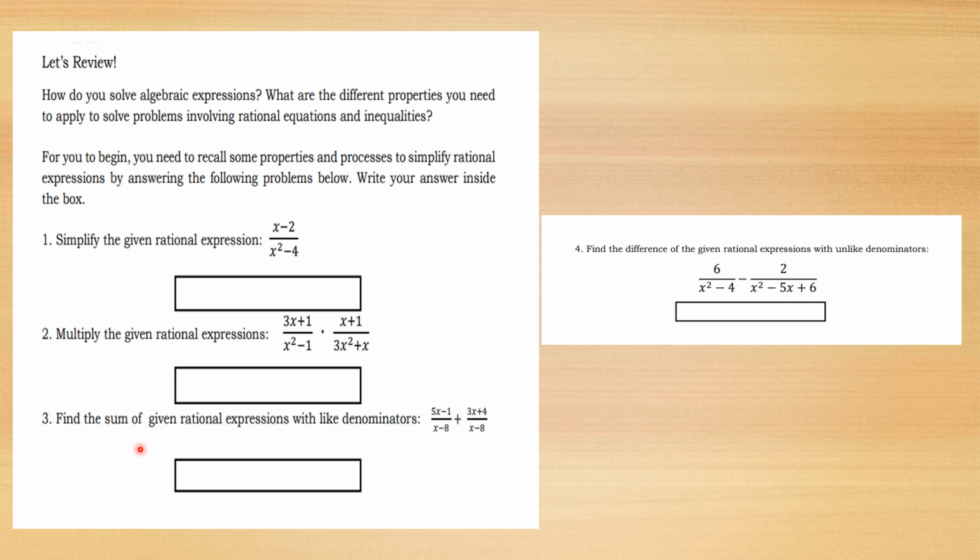Number 3, find the sum of the given rational expressions with like denominators. 5x minus 1 all over x minus 8 plus 3x plus 4 all over x minus 8. And number 4, find the difference of the given rational expressions with unlike denominators. The given is 6x squared over x squared minus 4 minus 2 all over x squared minus 5x plus 6. Let us have the solution of each number.